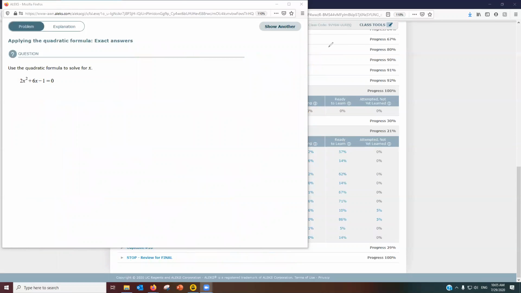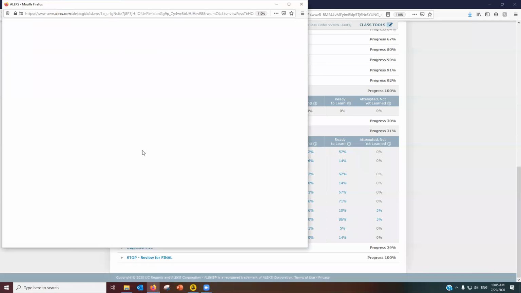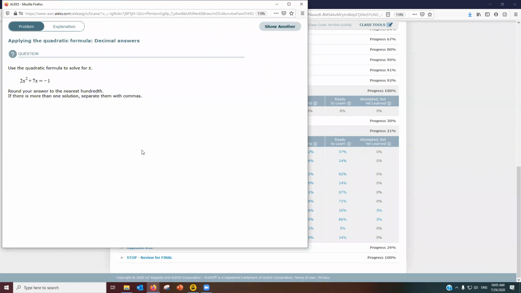All right. There's another example here. I'm not going to do this one because it's basically the same. The only difference is on this one, you are going to work out the square roots on a calculator, because I'm noticing this one says round your answer to the nearest hundredth. So let me just set this one up for you.